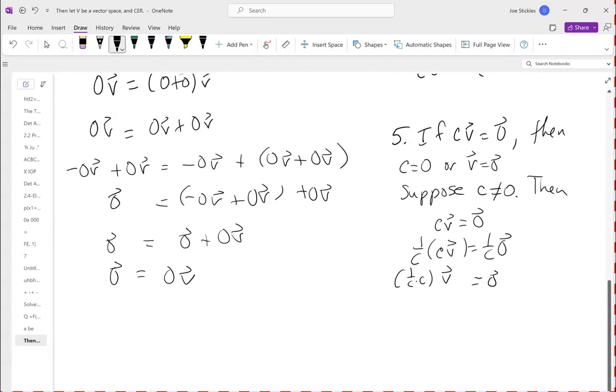Now I can cancel the C's. I'm left with 1 times V is equal to 0. And what do we know that 1 times V is equal to? V, good. And that was property 10.